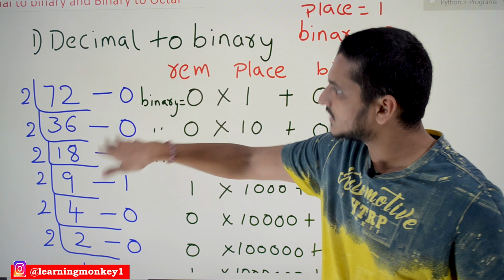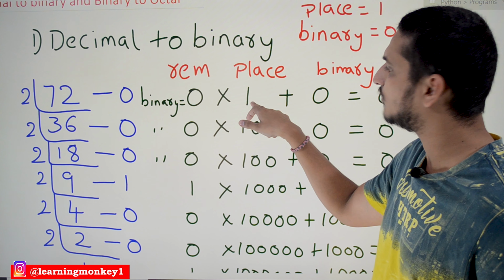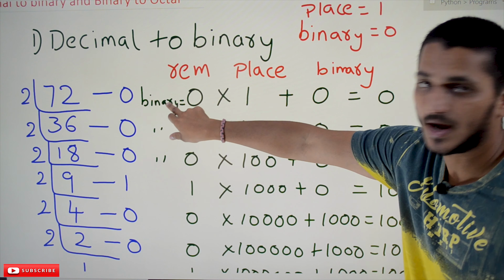So coming to our first loop, in the first loop the remainder value is 0. 0 into what's the place? Ones place, plus binary value. The output is 0. Again it's saved in binary value.